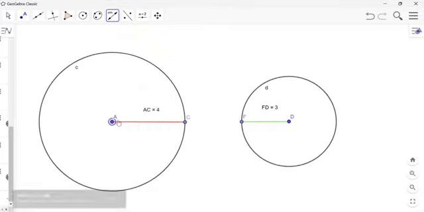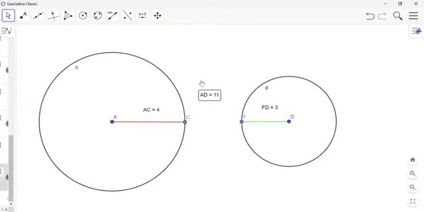I think it might also be useful. I'm going to calculate the distance from A to D. And then what is the distance from A to D? It's 11, okay? Now, everyone can see now that these two circles are not touching each other, okay? I think everyone. Wow. All right, let's try the following then.